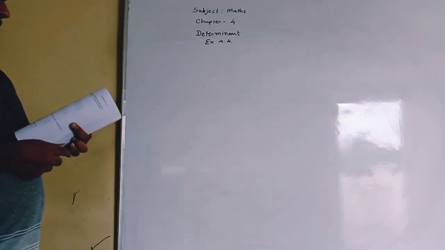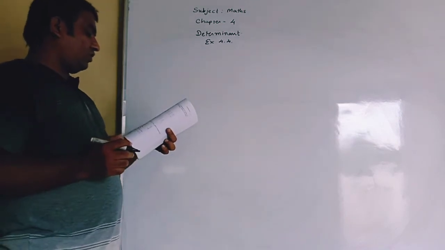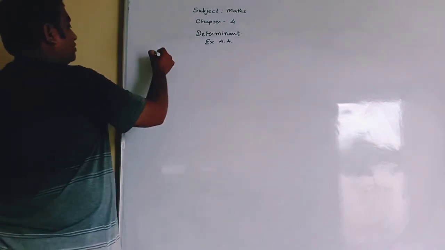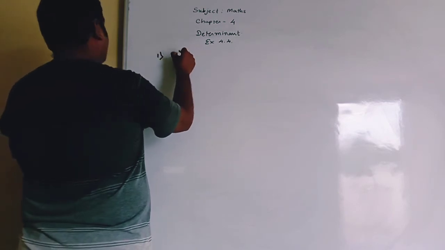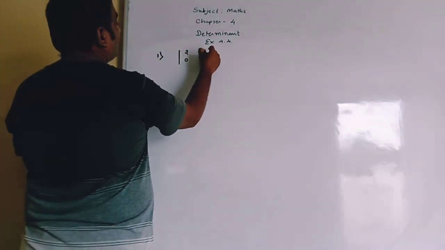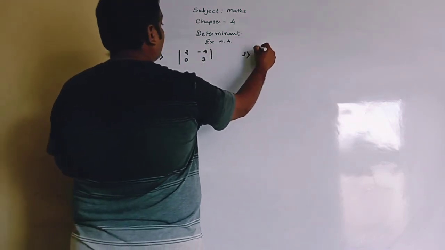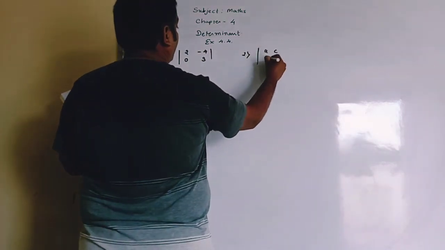Now we have exercise 4.4. Question 1 is to write the minors and cofactors of 2 by 2 determinants. The first determinant is given as 2, 0, minus 4, 3, and the second determinant is given as a, c, b, d.